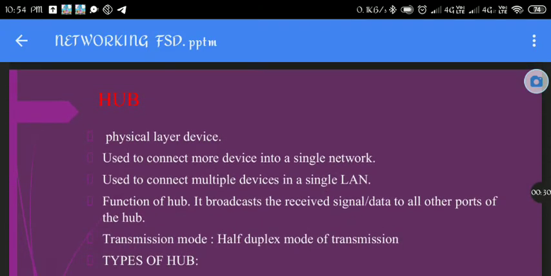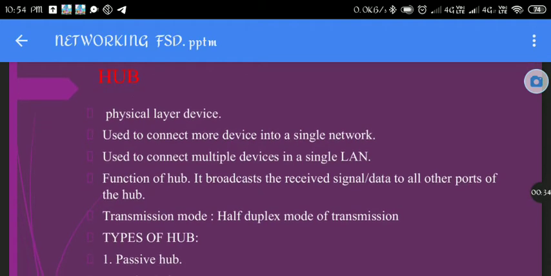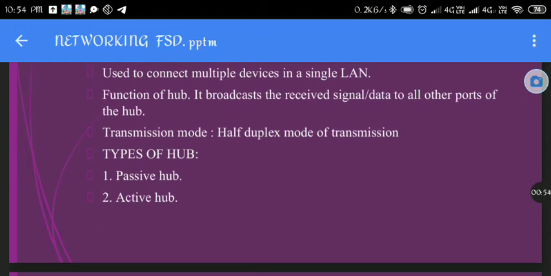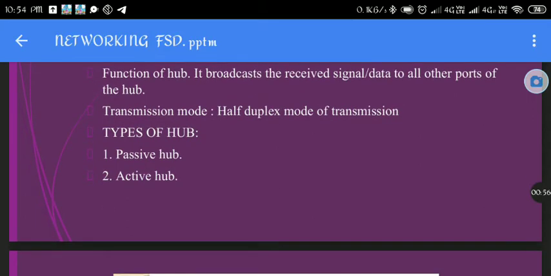First one is hub. Hub is a physical layer device. It is used to connect more devices into a single device. It is also used to connect multiple devices in a single LAN. The function of the hub is to broadcast the received signal or data to all other ports of the hub. The transmission mode of the hub is half duplex.